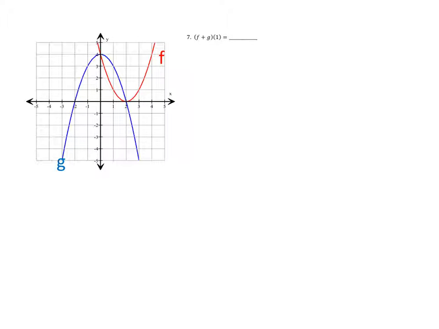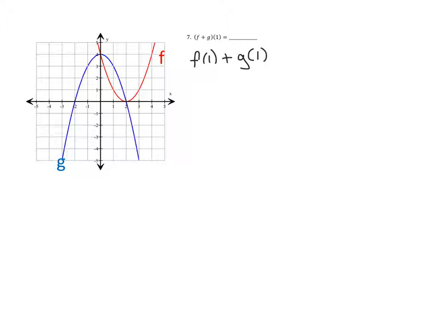So we have f plus g of 1. Remember, 1 is the value of x that we want to use. So we can rewrite this as f of 1 plus g of 1. So we need to find each value. Let's first look at f of 1. So when you're dealing with graphs, remember 1 is our value of x. F of 1 represents a y value on a graph. So f, the function f, is the red graph.